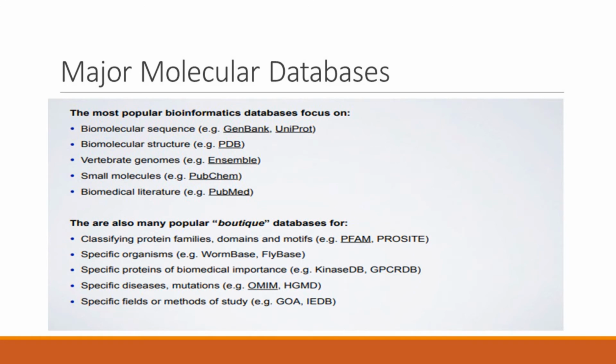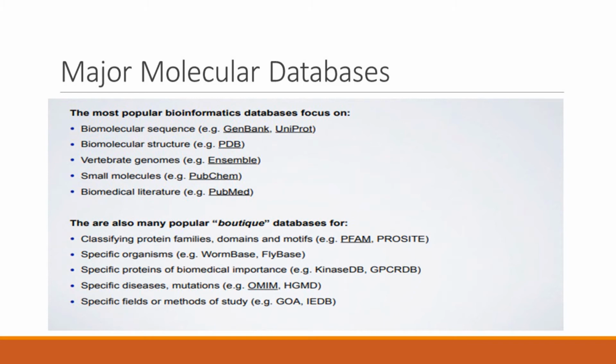Some major molecular databases are the most popular bioinformatics databases focusing on biomolecular sequence, such as GenBank, UniProt, DDBJ, PIR, and so on. Biomolecular structure like the PDB database, vertebrate genome databases like Ensembl, small molecules like PubChem, and biomedical literature like PubMed. These are all some popular bioinformatics databases. There are also many popular databases which are used as specialized databases.